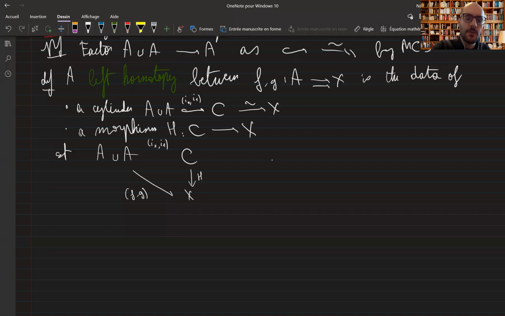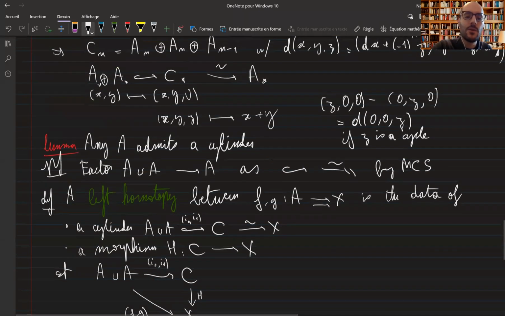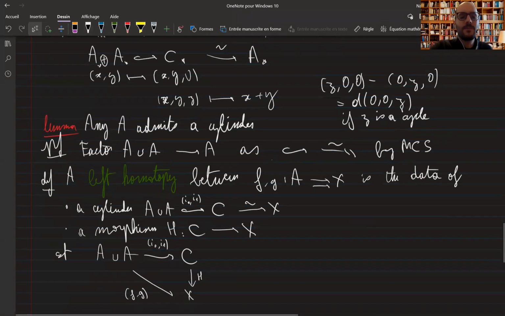Also in chain complexes, it's a small exercise to check that if you take this cylinder and you take this notion of homotopy, then you get what is usually called a homotopy between two chain maps. Okay, small exercise, I will let you check.